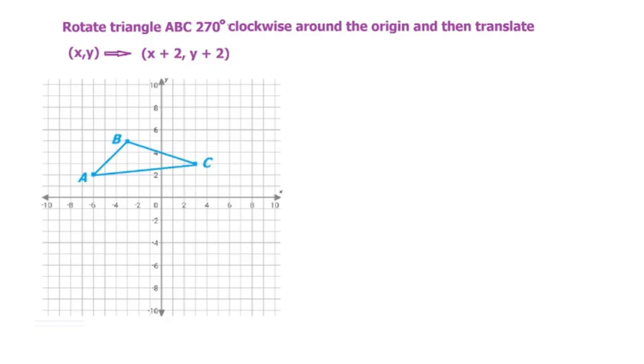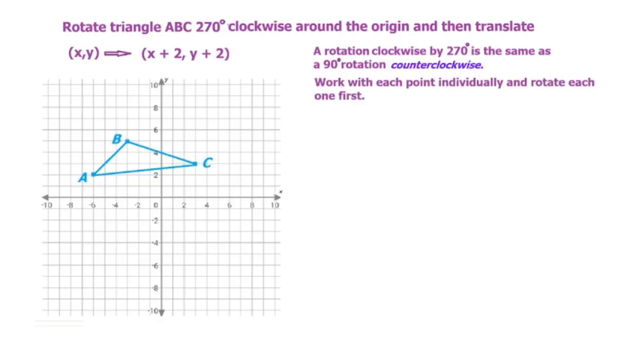A rotation clockwise by 270 degrees is the same as a 90-degree rotation counterclockwise. If you want a detailed video on this, just take a look at the description. I have a link there to a video that I did that explains that in a lot of detail. So now we work with each point individually and rotate each one first. Let's do that.